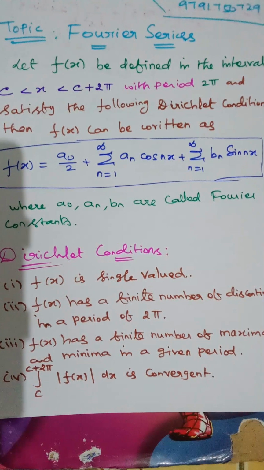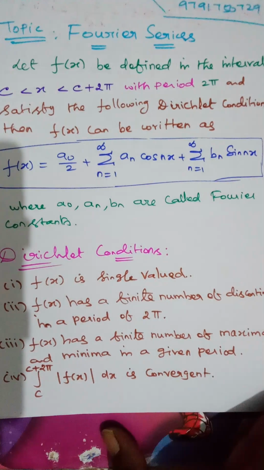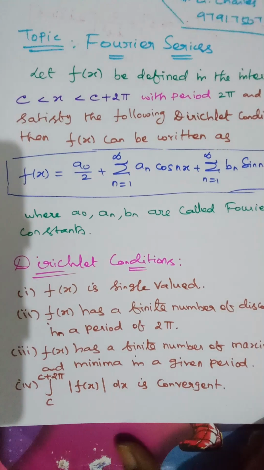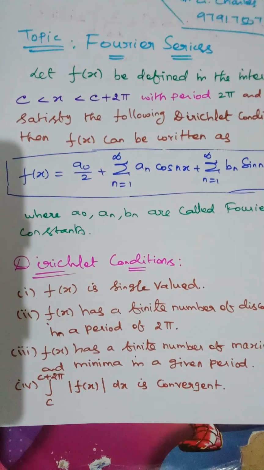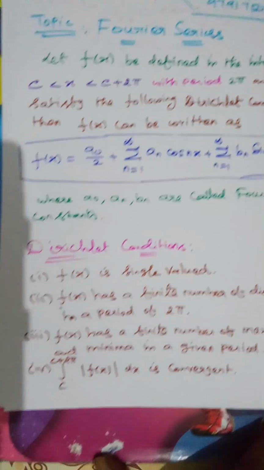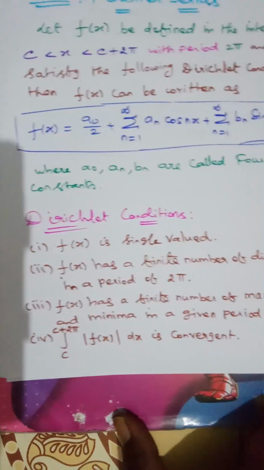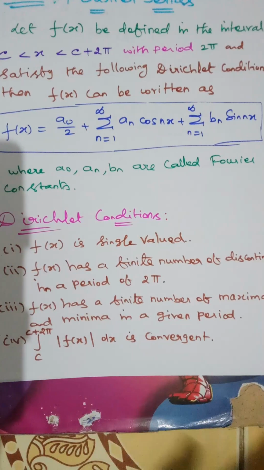And also we have to concentrate on the interval. See the second line, the interval, I mean x lies in between c comma c plus 2 pi with period 2 pi. So these are the things very important. And also, before we apply the Fourier series, the function f of x should satisfy the following conditions. These particular conditions are called Dirichlet conditions.